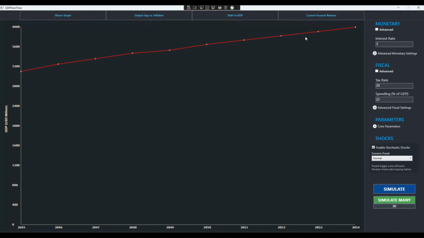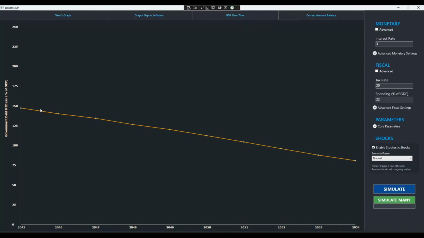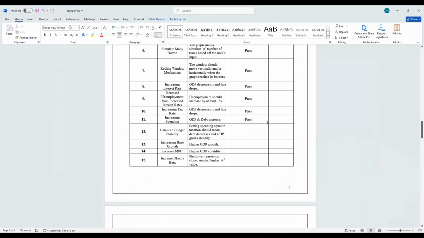As you can see, GDP is higher over time, and the debt to GDP ratio over time is a higher trend line. Before, the trend line was around here, heading downwards, but now it's moved up. So for that reason, we can mark this as a pass, because when we set the spending equal to taxation, debt decreased over time faster than when we were in a deficit, and GDP continued to grow steadily.